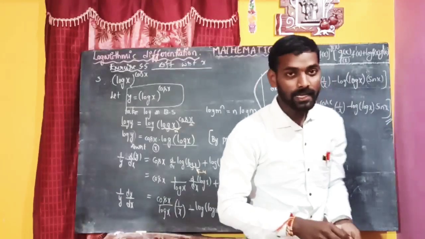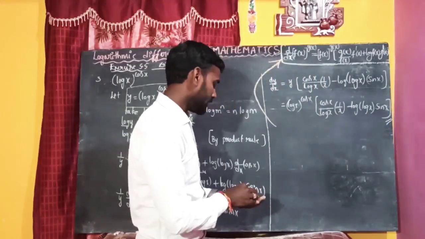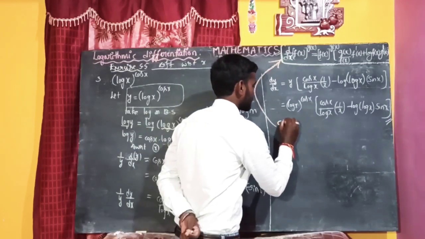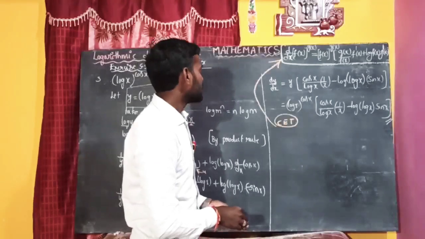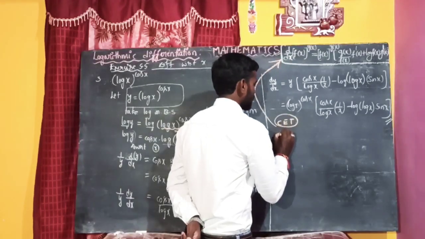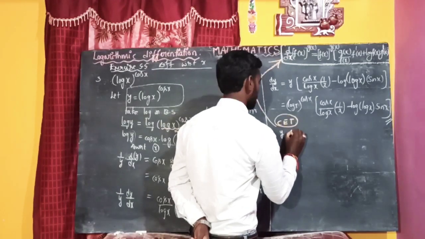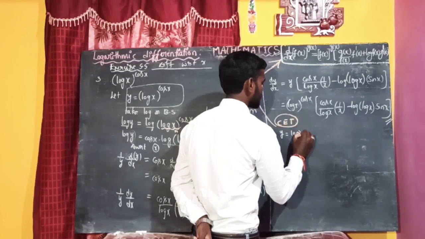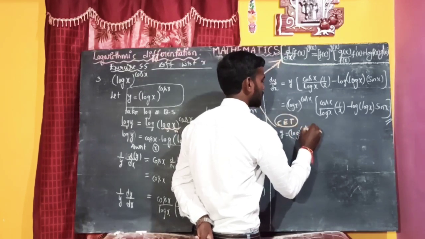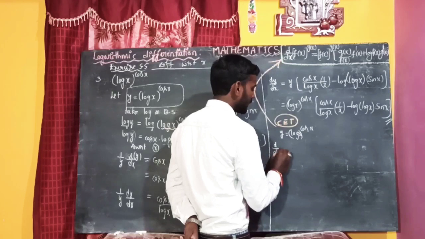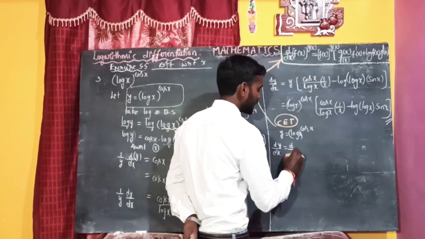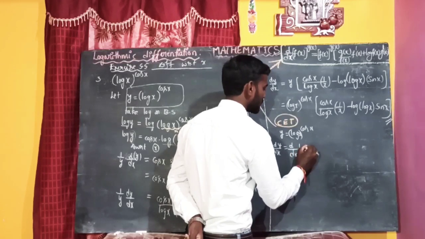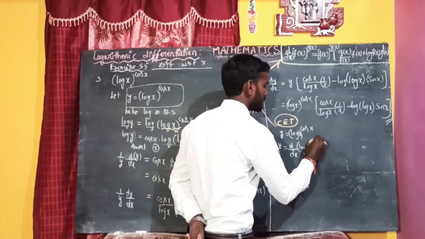Okay, like this, also for CET we can solve this question directly and we will get the answer. Here y is equal to (log x) to the power of cos x. Then dy by dx means d by dx of (log x) to the power of cos x.